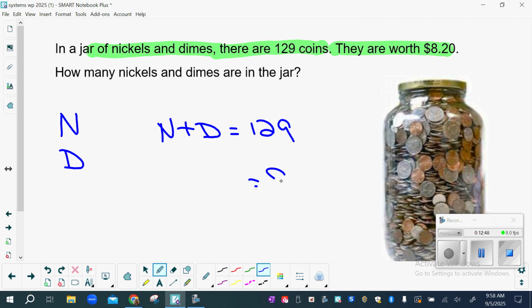They're going to be worth $8.20, and I've got a 5-cent nickel, which looks like this, 0.5. That's how much a nickel is worth. And I've got a 10-cent dime, which is 0.10. Now, that's an okay way to do it, but I'm lazy, and I don't like all those decimals. So I'm going to say, forget that. A nickel is worth 5 cents. A dime is worth 10 cents.